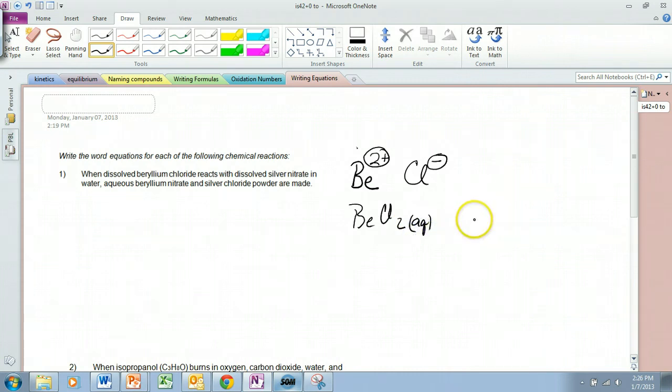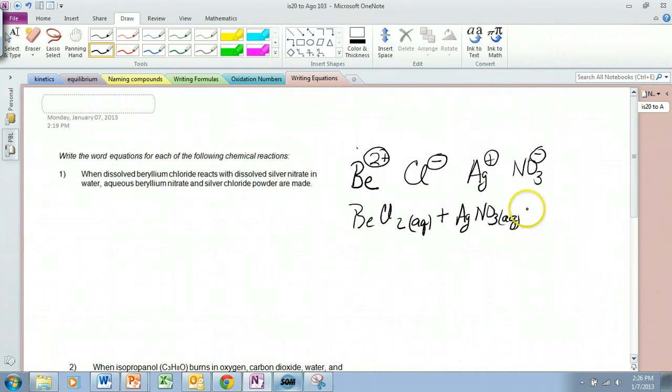And it reacts with dissolved silver nitrate, and silver is Ag, and that's a +1. Nitrate is NO3, which is a -1. So we're just going to add AgNO3, again Aq, yields. And since I'm kind of running out of room here, don't worry about it. I'm just going to write it down here at the bottom.